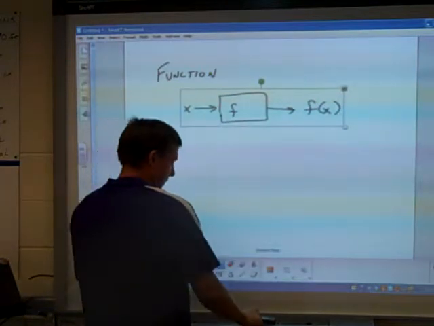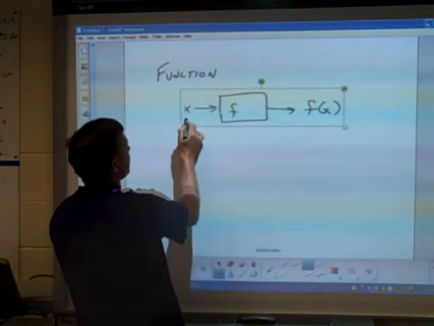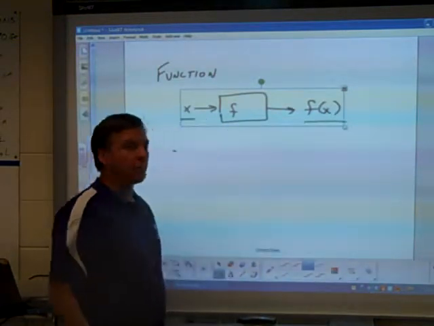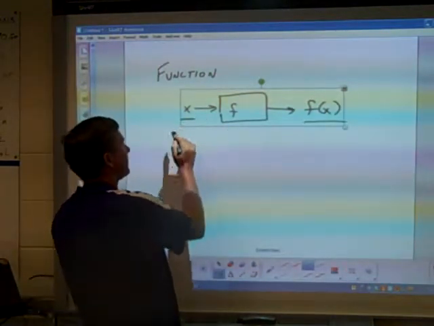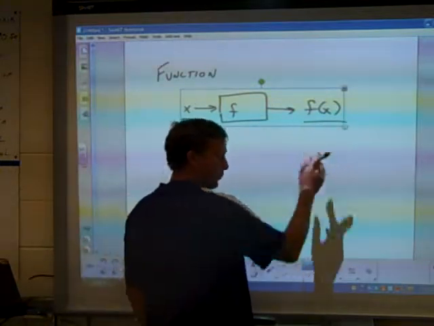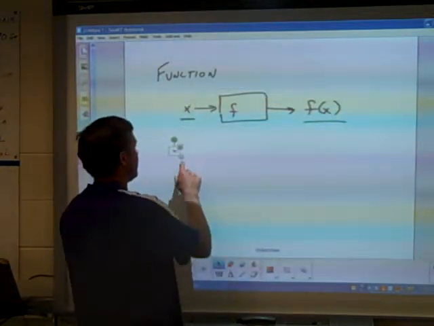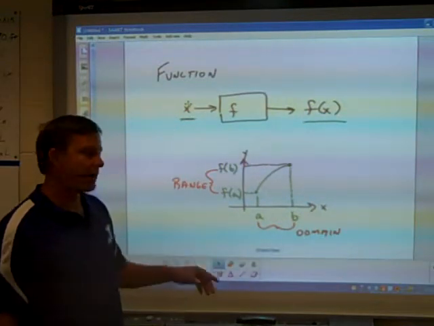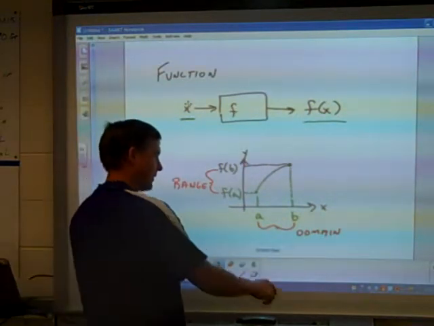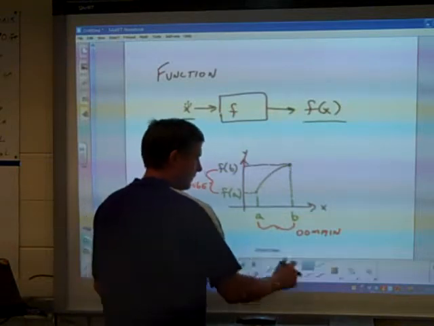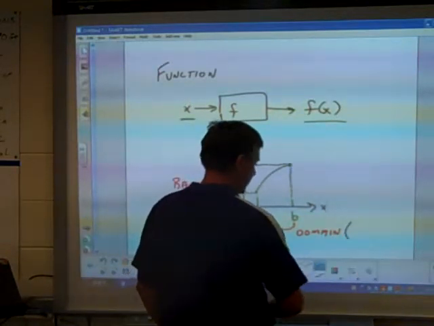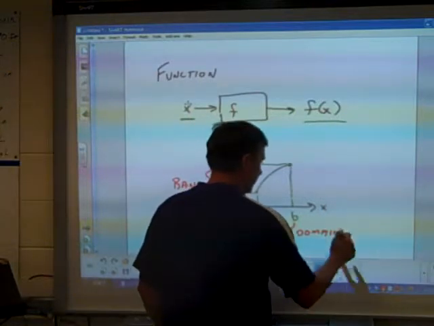All right? And we know that we have an input, and it goes in the machine, and we have an output. We always call the input domain, and we call the output the range. And if I take a graph here, I have graphed a function, and it has a domain from A to B, and we often do this in notation, interval notation, like this.